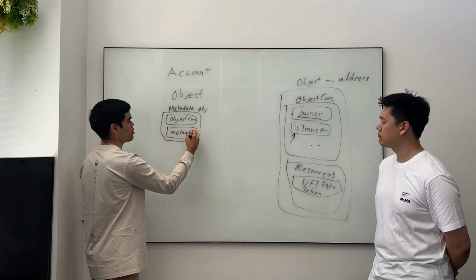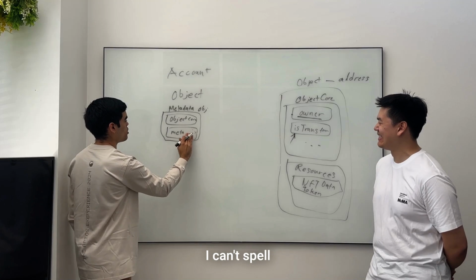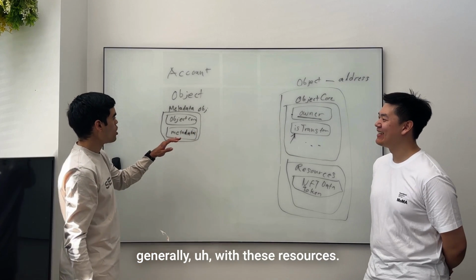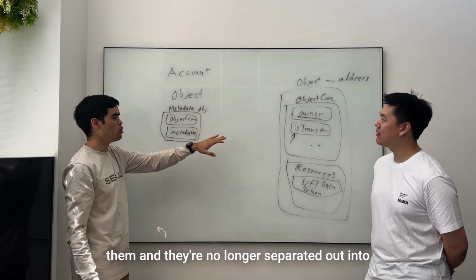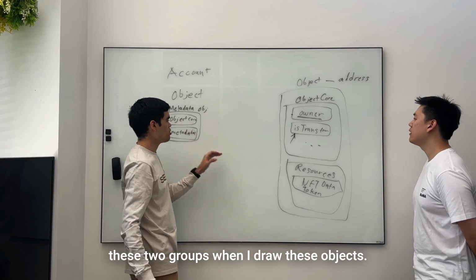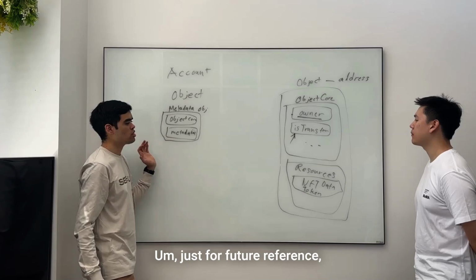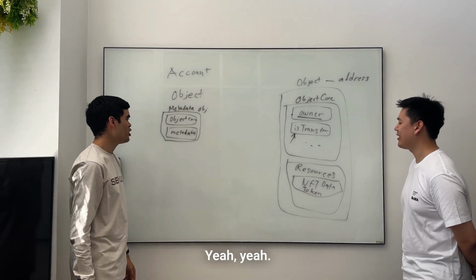Resource. Yeah, which is a resource. Generally, with these resources, because they're all resources, I just box them and they're no longer separated out into these two groups when I draw these objects. Okay. Just for future reference, because there's a lot of boxes. Yeah, I hear you.